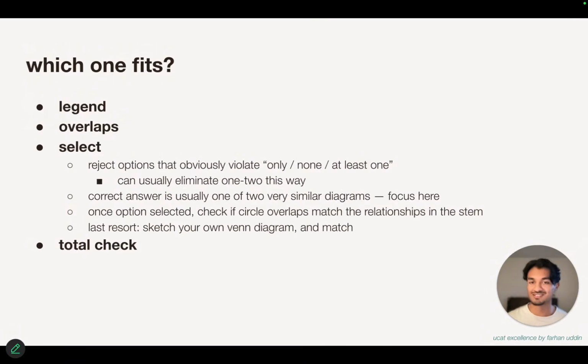Number 3 is to select. So this is where you reject options that obviously violate the only or none or at least one principles. You can usually eliminate 1 or 2 options this way. Now, I found from experience that the correct answer is usually 1 of 2 very similar diagrams. So you want to focus there. This is like multiple choice theory 101. But yeah, it's true here as well. It's usually 1 of 2 similar diagrams. Then, once you select the option, you want to check if the circle overlaps and match the relationships in the stem, basically answering the question.